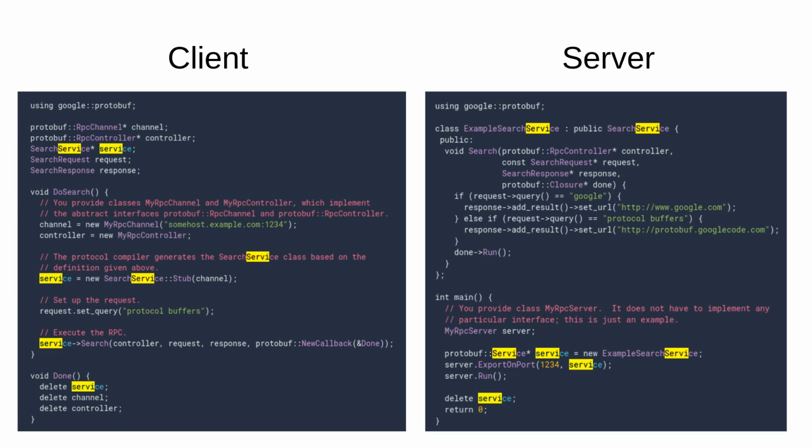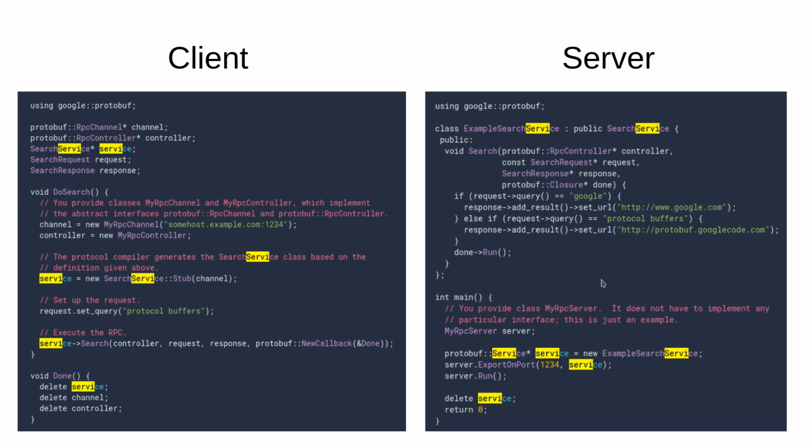Okay, let's move to services and RPC. If you want to use the RPC system in protocol buffers, you can define an RPC service interface using previously defined messages. That's search request and search response here. The protocol buffers compiler will then generate service interface code and stubs in your language. Now let's see the example.